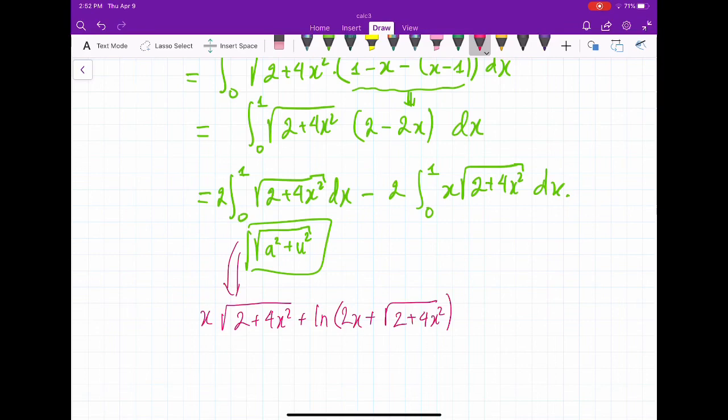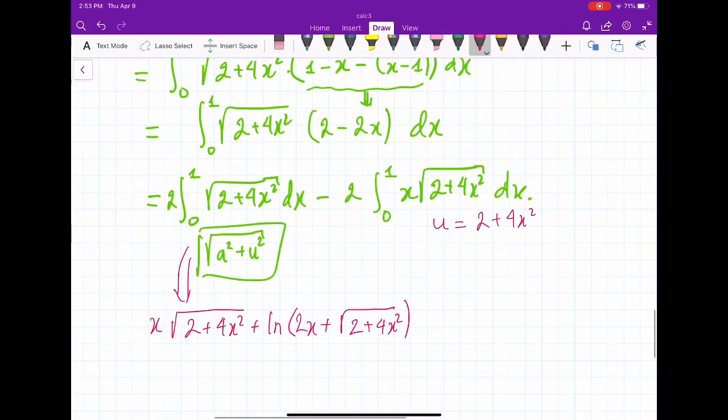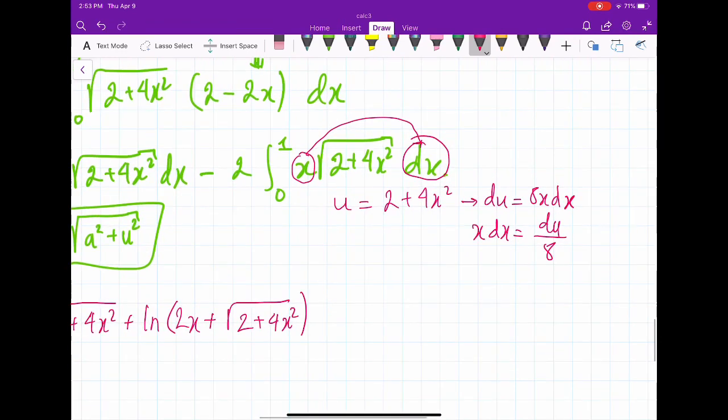And for the second one, we can do substitution. We put u equal to 2 plus 4x squared right here. And when you find du, you get 8x dx, right? And you see, x dx is right here. So basically x dx is just du over 8. And then you rewrite your integral. The antiderivative of this looks like the integral of square root of u, and du over 8, right?